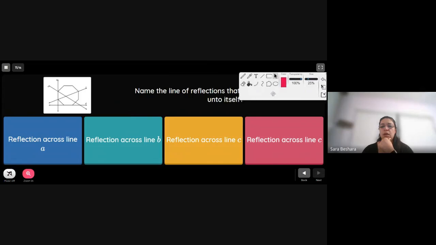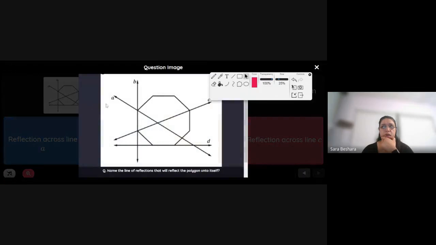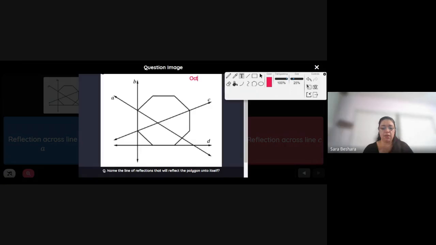Name the lines of reflection that will reflect this polygon onto itself. Let's take a look. This is a 1, 2, 3, 4, 5, 6, 7, 8. It's an octagon, which means n is even. So n equal to 8, it is even in this case, which means that your lines of symmetry or lines of reflection will go two ways: midpoint to midpoint or vertex to vertex.